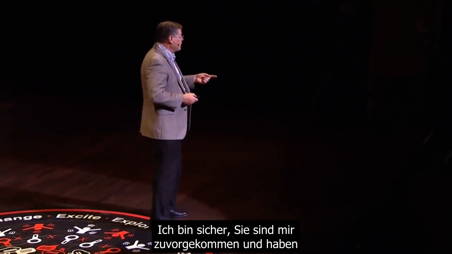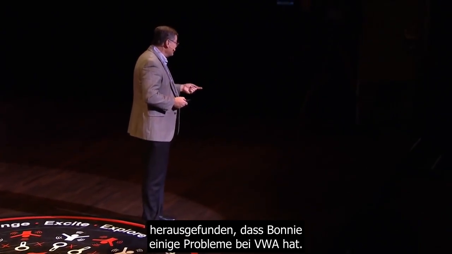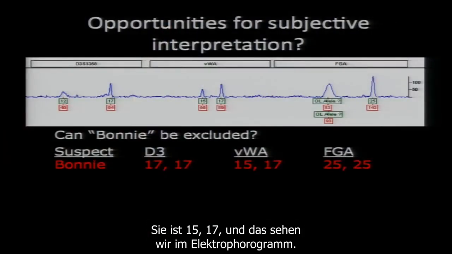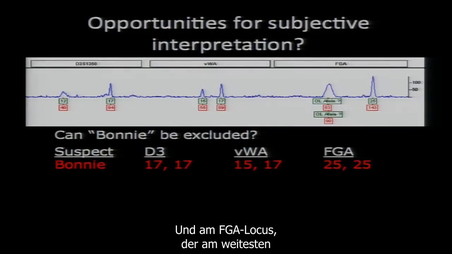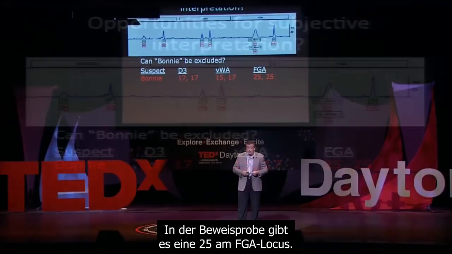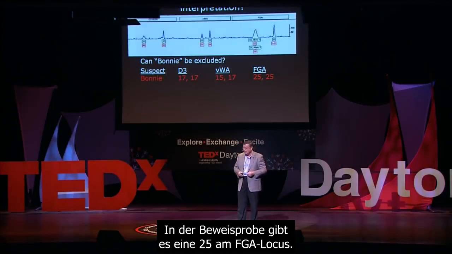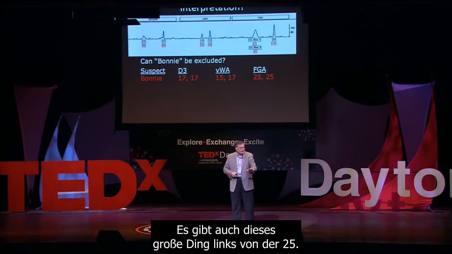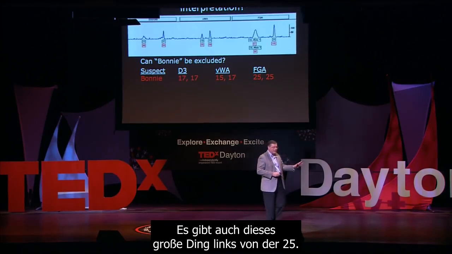I'm sure you've jumped ahead of me and you figured out that Bonnie has some issues at VWA. She's a 15-17, and that's what we see in the electropherogram. And at the FGA locus, the one furthest to the right, she's a 25-25, and sure enough, I think that's got to be the prettiest peak that you see in this graph. There's a 25 at the FGA locus in the evidence sample. And I know what you're thinking. There's this big thing to the left of the 25 as well.